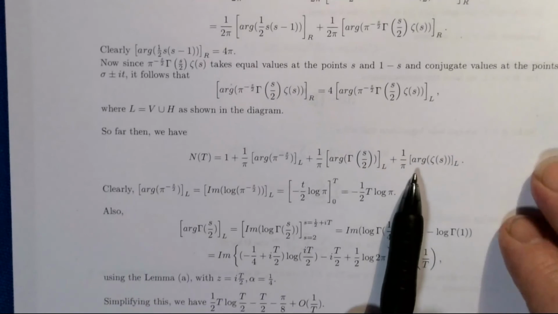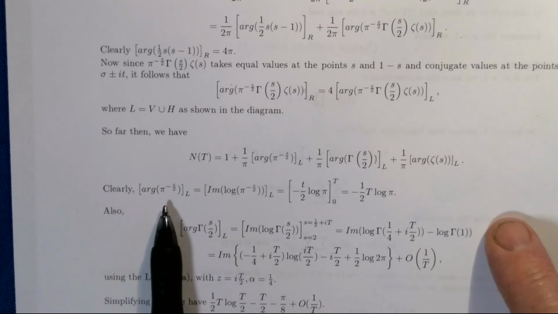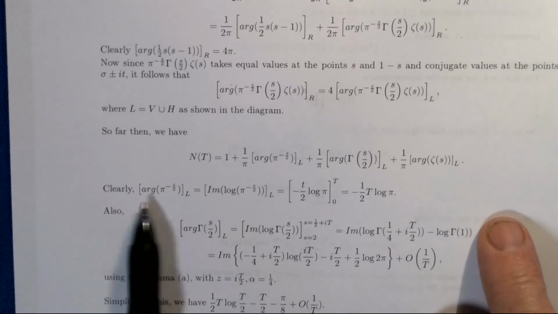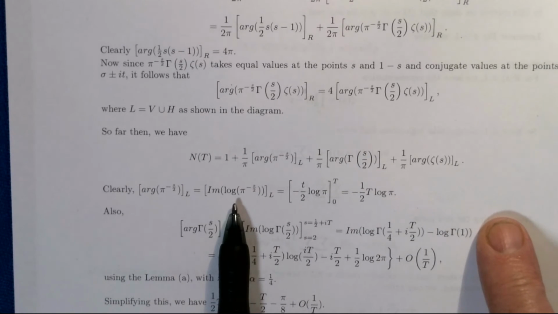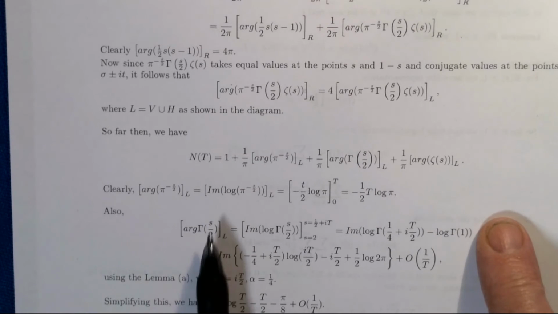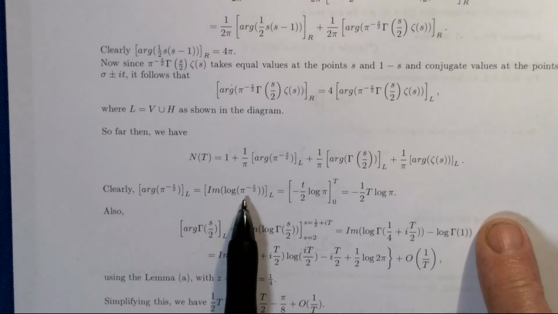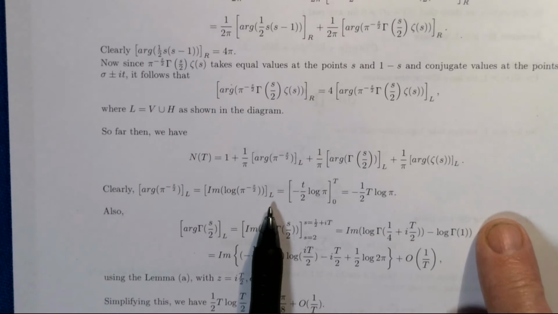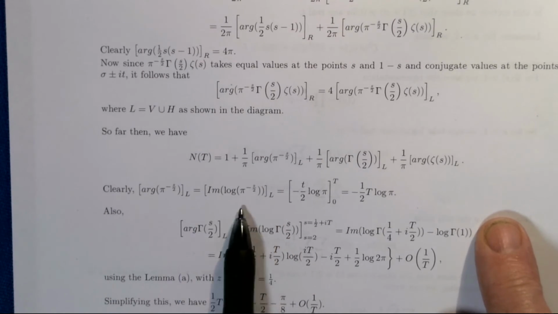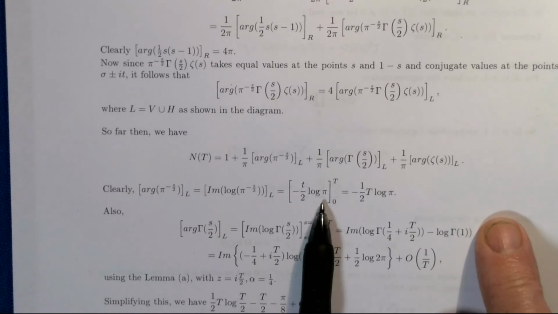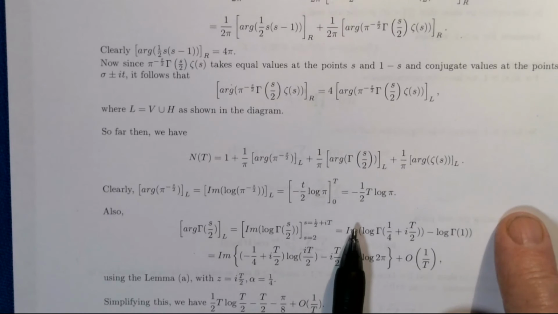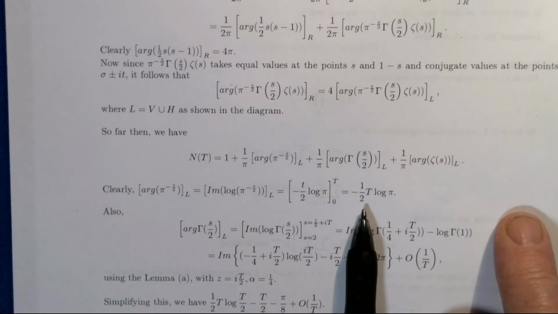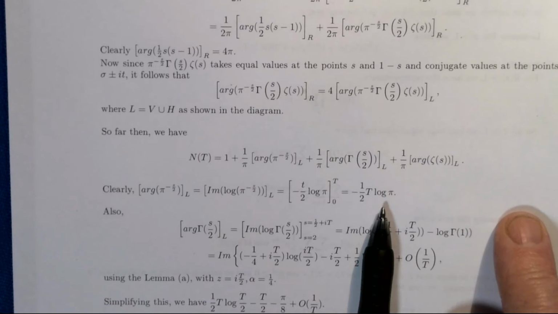Now firstly, this one here is not hard to work out because I can use that alternate form of the change of argument in L: it is the same as the change of argument, the imaginary part of the log of this as I move along the contour L. And I can calculate that easily. It's just minus t on 2 log pi from 0 to t, and putting in the endpoints and subtracting gives me this minus a half log pi.